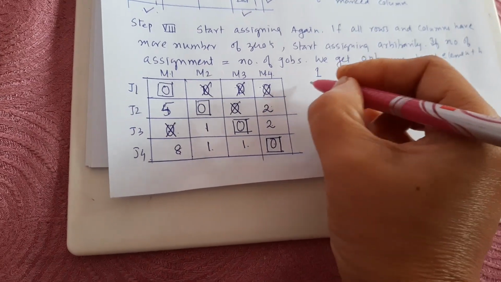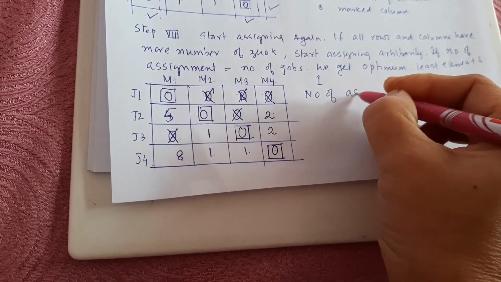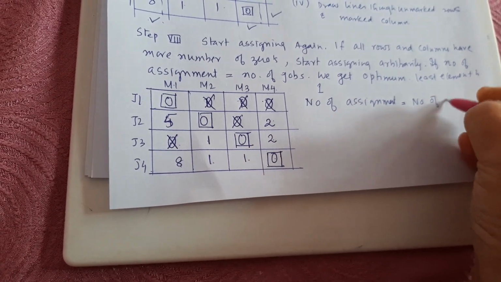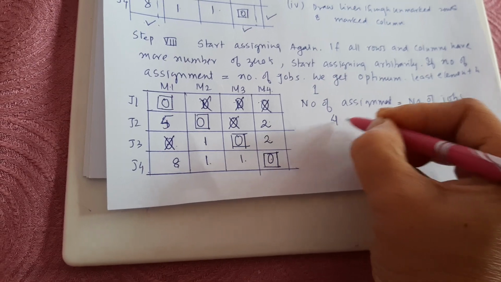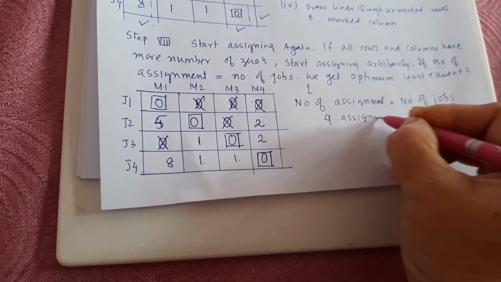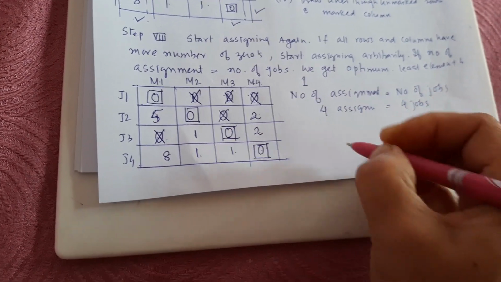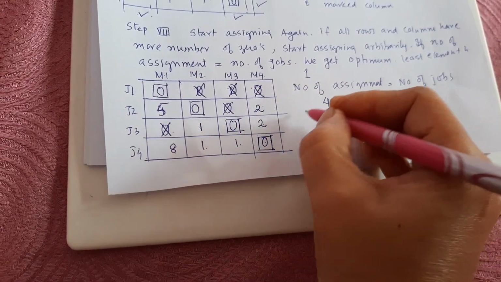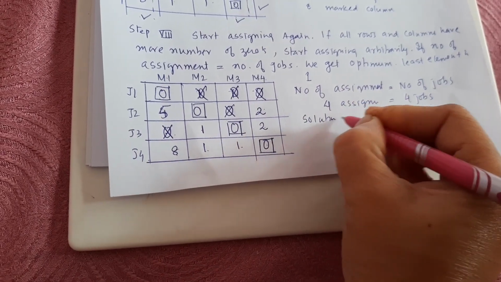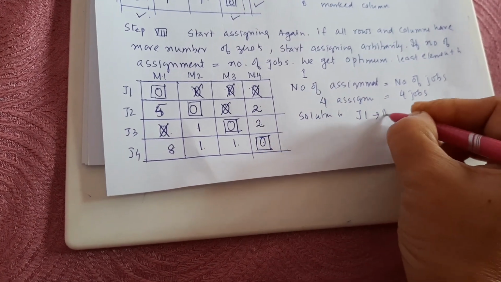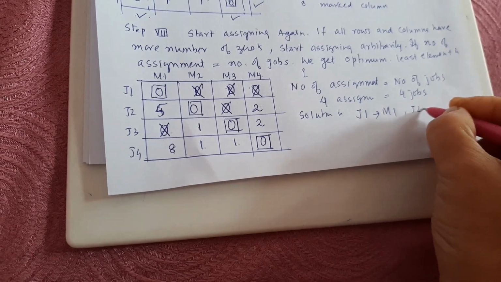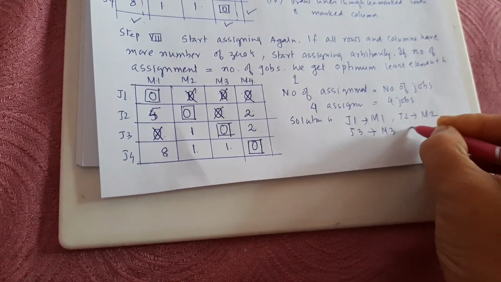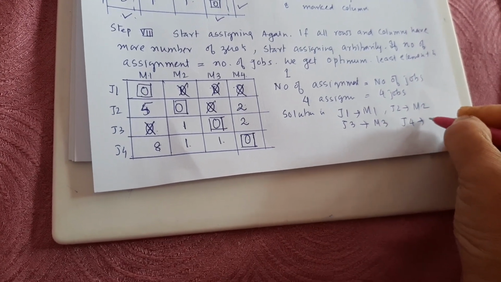So now see, the number of assignments is equal to the number of jobs. See, 4 assignments and 4 jobs. Okay. So this is our optimal assignment. This gives you the optimal result. So what is the solution? The solution is J1 will go to M1, J2 will go to machine 2, J3 goes to machine 3, and J4 goes to machine 4.